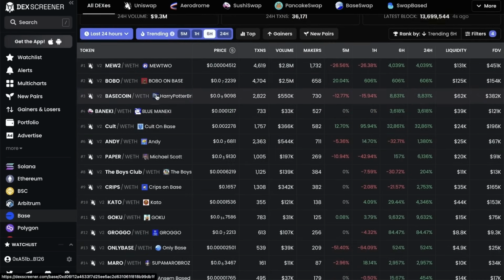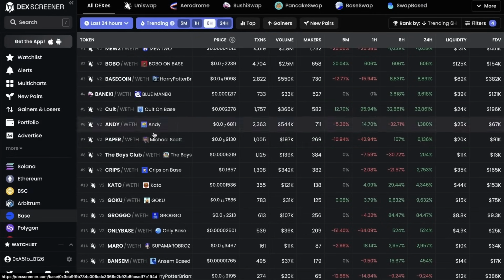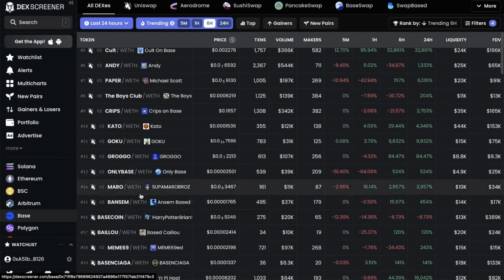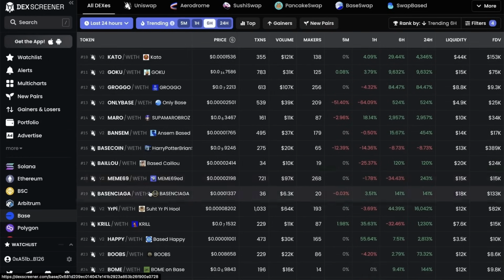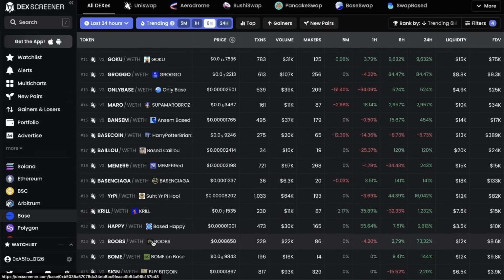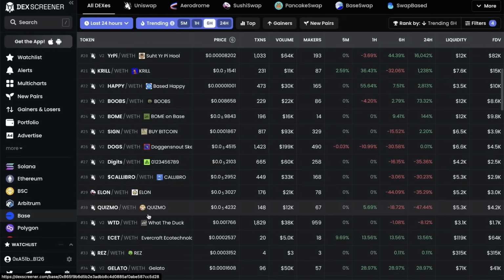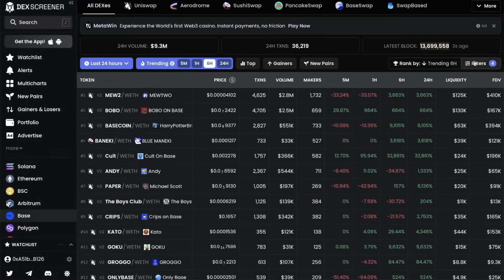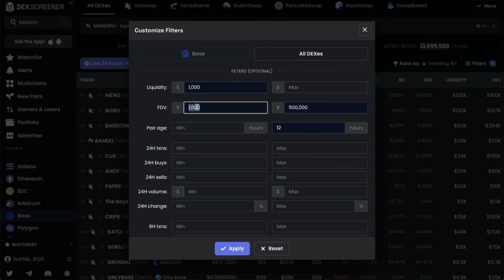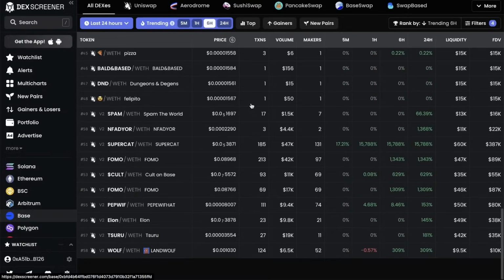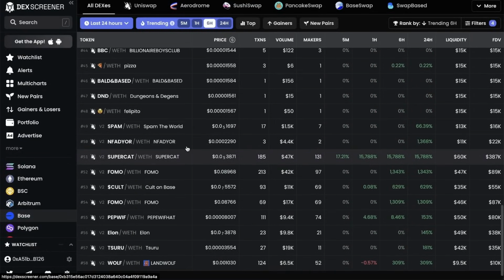Mewtwo. Harry Potter is doing well. Went down a bit. You get Andy, Michael Scott, The Boys Club, Chris Base, Kato Goku, Creel, Bowman Base. Okay. Gonna even change the criteria to have FDV to minimum 10,000. Like this, it will remove a lot of the stuff. There we go. You see, we have only one page.